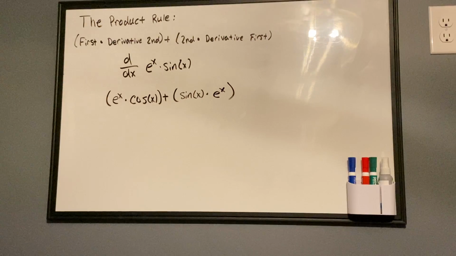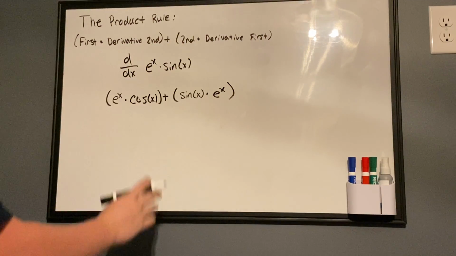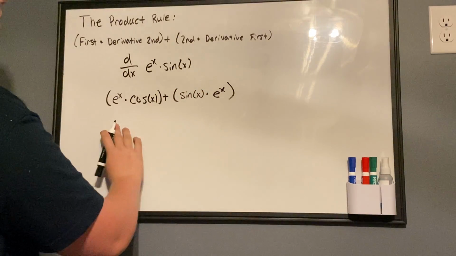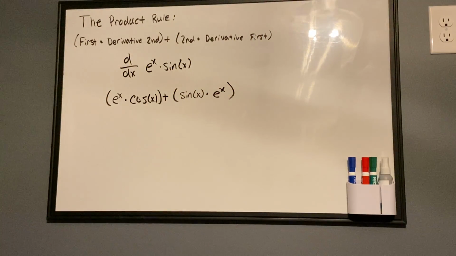So now we've finished the calculus. Now let's just simplify it. We've done all the calculus. We did the product rule. We found the derivative. Now, this is technically the right answer. But a lot of times your professor is going to want you to simplify this. So let's go ahead and do that.